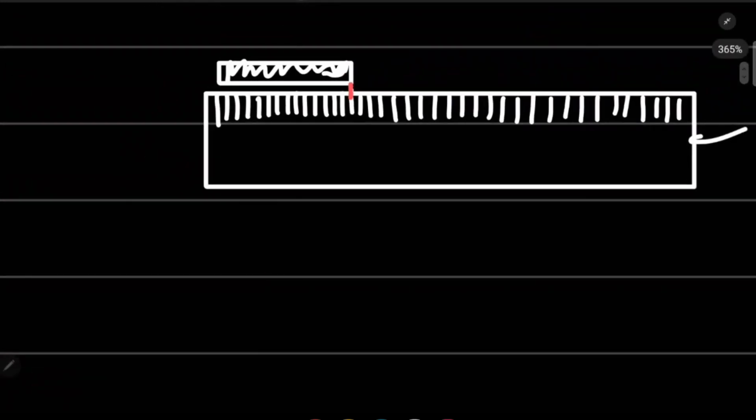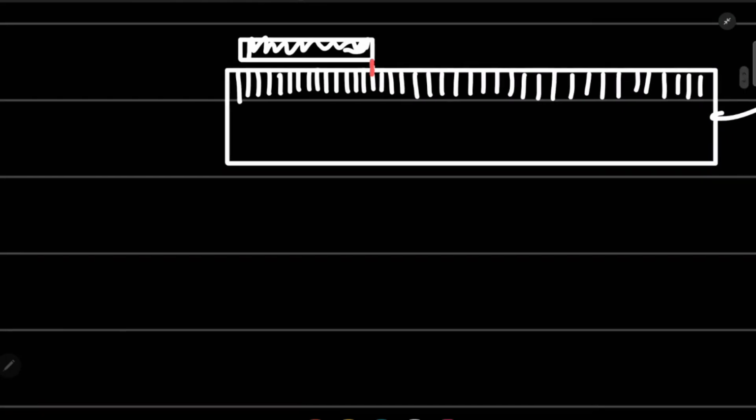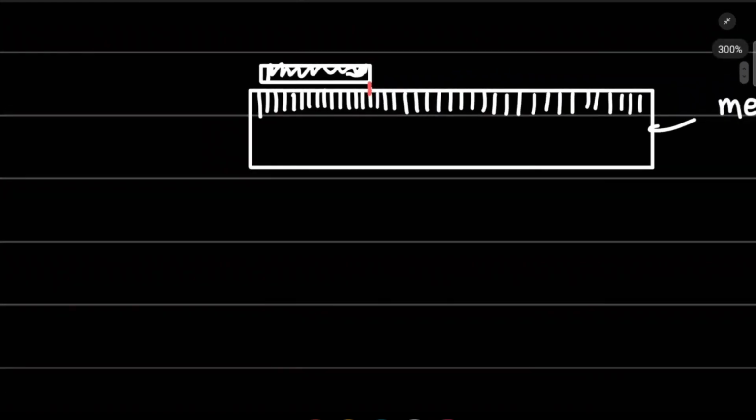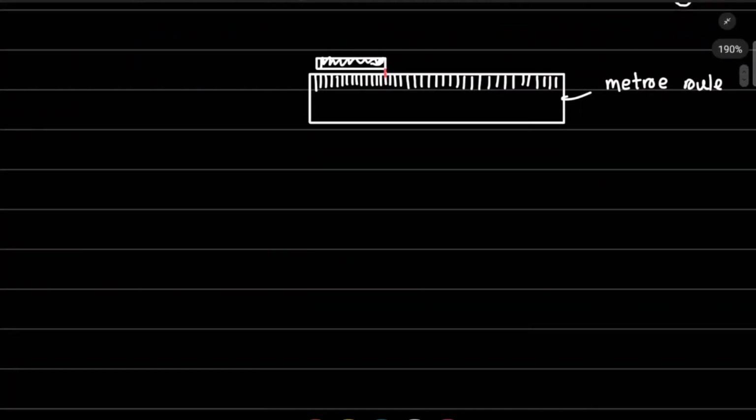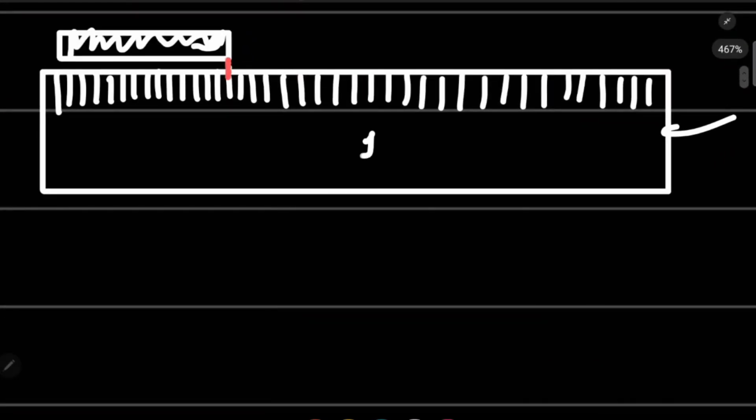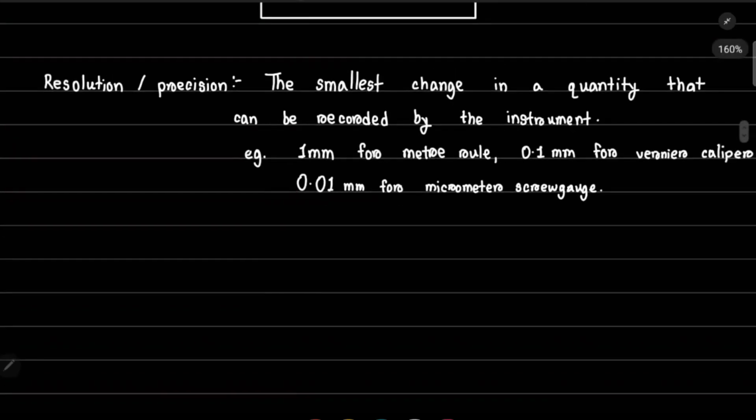This uncertainty is dependent on the resolution or precision of the instrument. The resolution or precision basically means how fine a measuring instrument can read a detail. For meter rule, the precision or resolution is 1 millimeter. 1 millimeter is the smallest value that a meter rule can measure. Resolution and precision are the same thing, and it means that it's basically the smallest change in a quantity that can be recorded by this instrument.